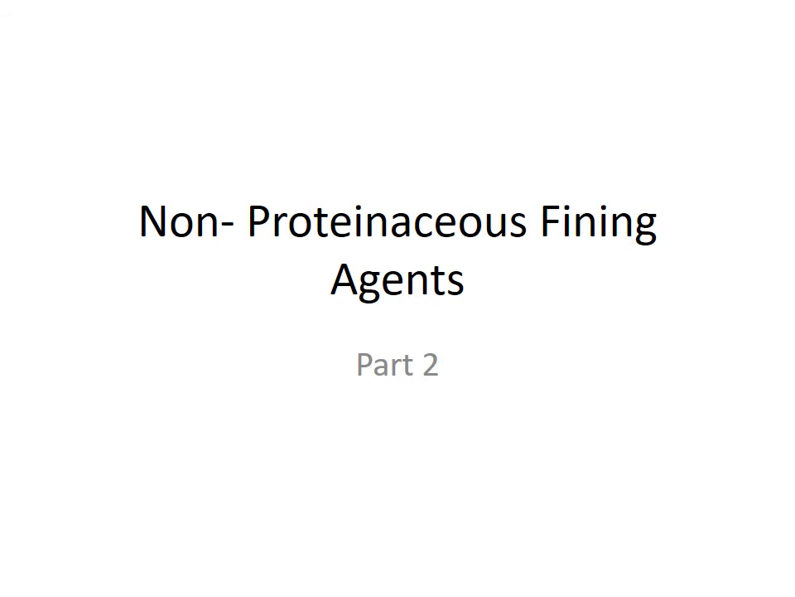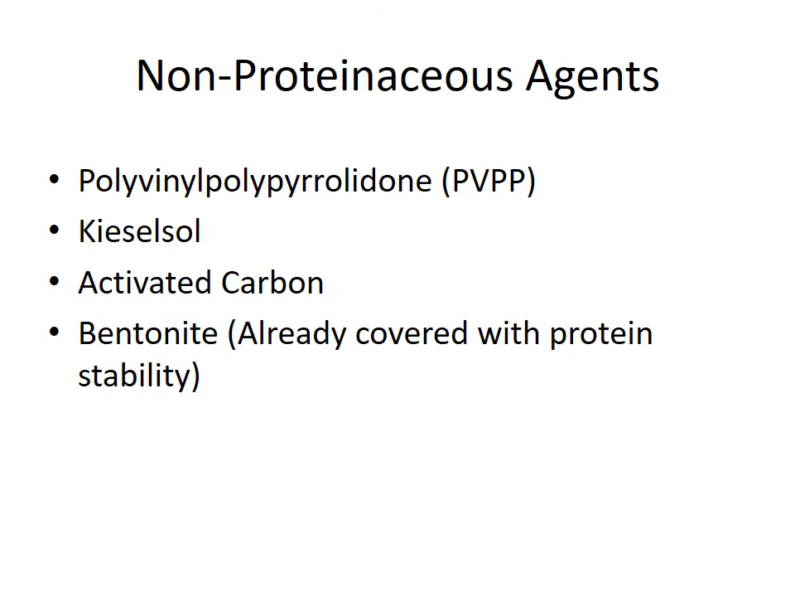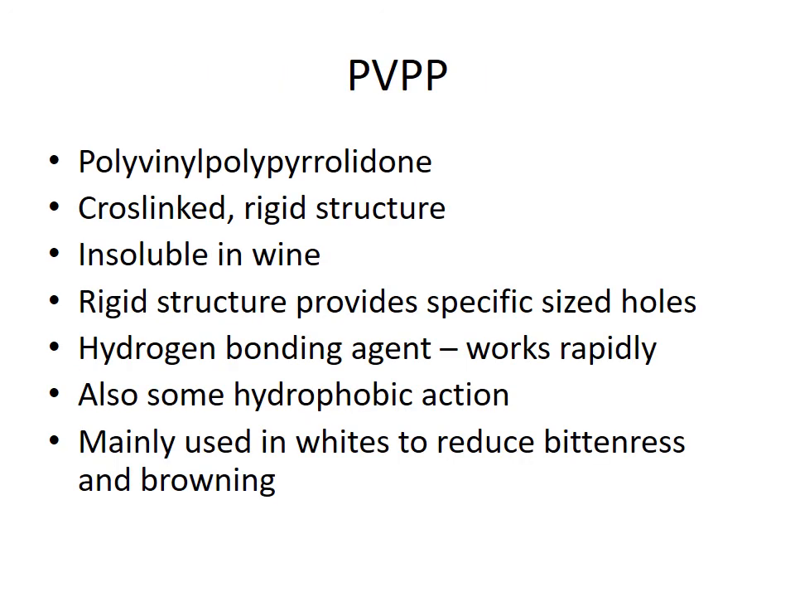Okay, I want to talk about two more things. These are non-proteinaceous fining agents, and you're very well aware of one of these at least. So I want to talk about PVPP, which is polyvinyl polypyrrolidone, and say that 5 times fast, and Kieselsol, which is also known as your colloidal silica, and activated carbon. But the two I want to focus on are PVPP and activated carbon.